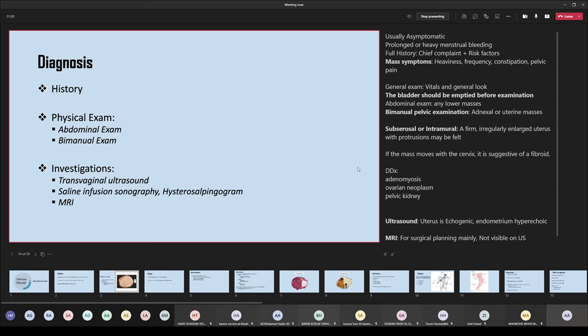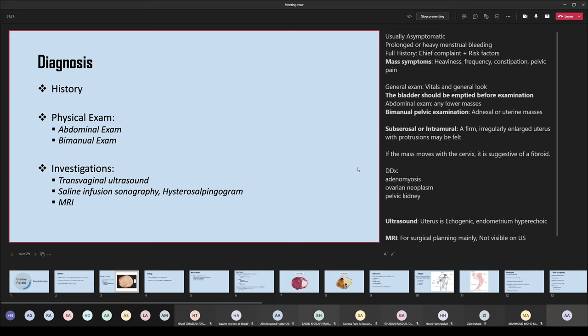Before abdominal or bimanual examination, the bladder should be emptied. In the abdominal exam, we look for any lower abdominal masses. In the bimanual pelvic examination, we might find adnexal or uterine masses.